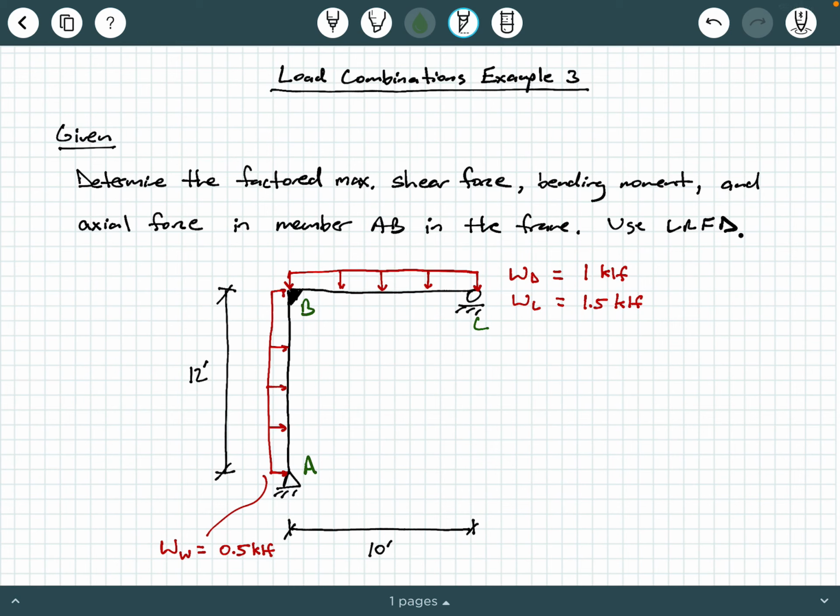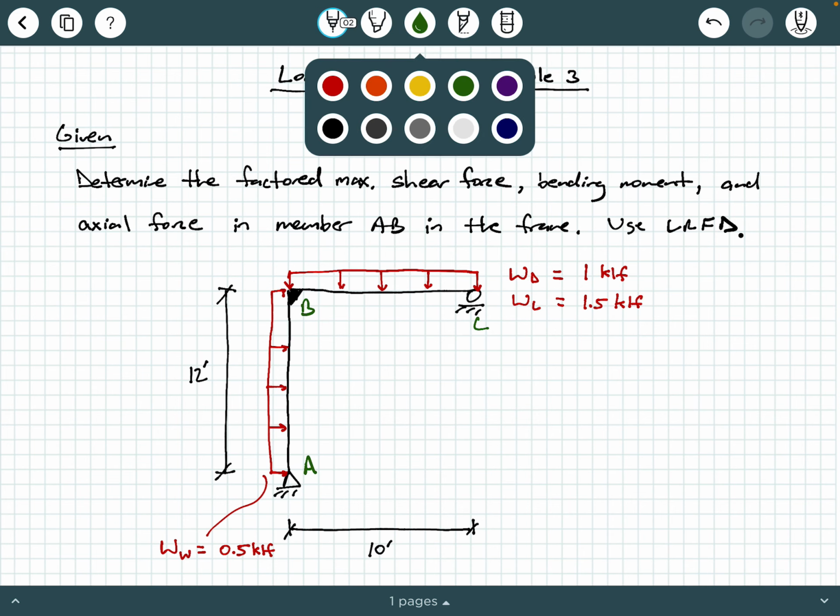Hey everybody, Dr. A here, and in this video we are going to be exploring a third example of applying LRFD load combinations. So let's jump in and take a look at the given information.